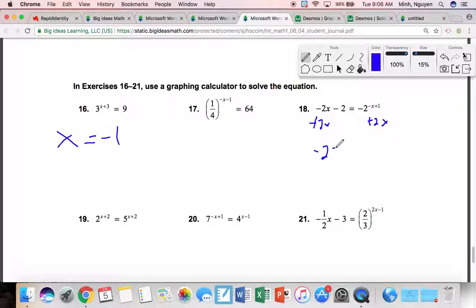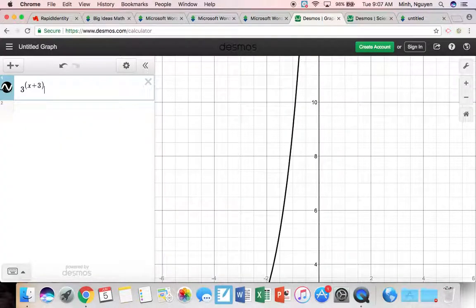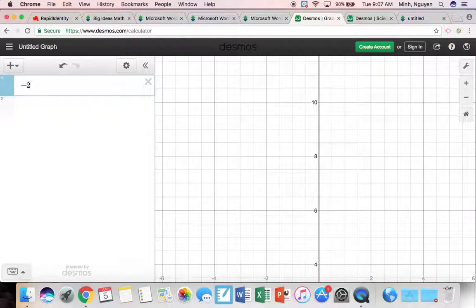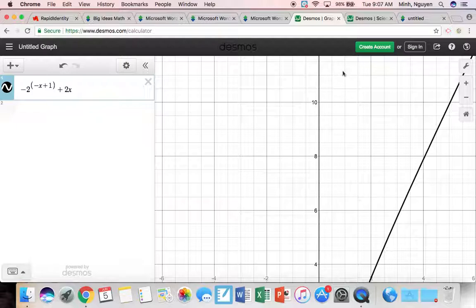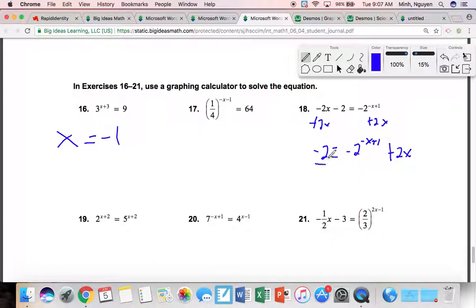You want all the x's to be on one side. -2. I'll actually do this one for you because this one also is very rough. -2 to the negative x plus 1 plus 2x. So I'll say -2 to the negative x plus 1. Don't forget your parentheses. Plus 2x. And I'm looking for a y value of -2.